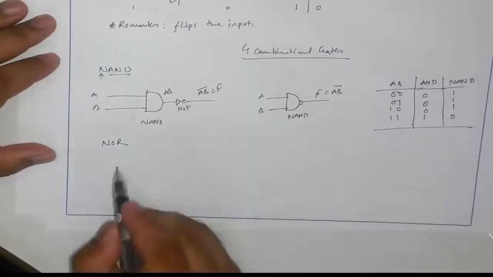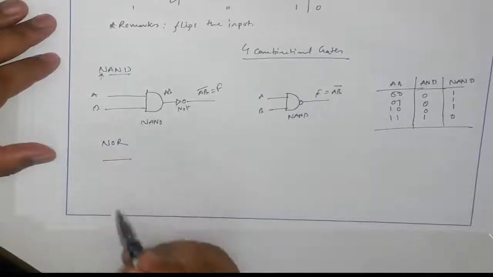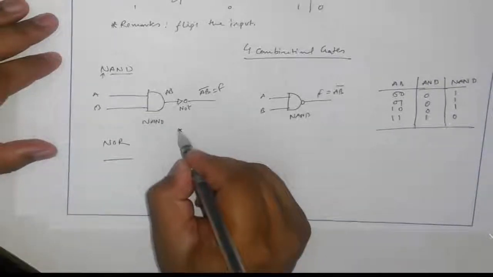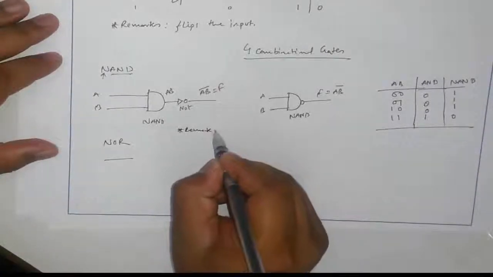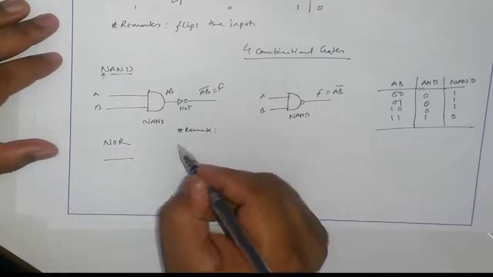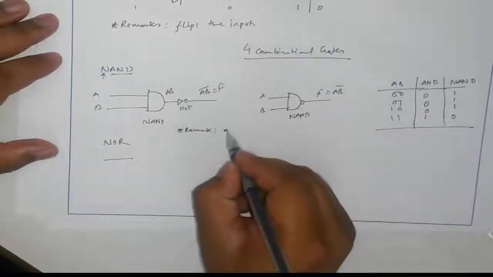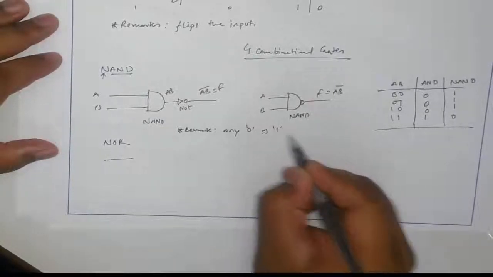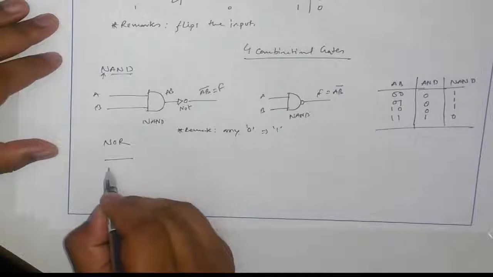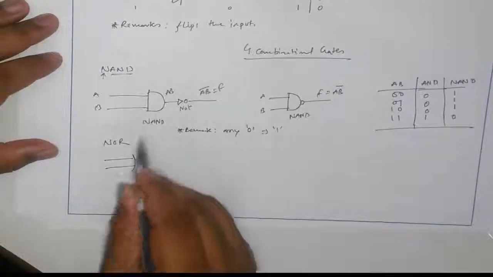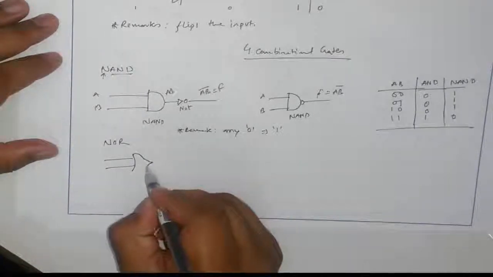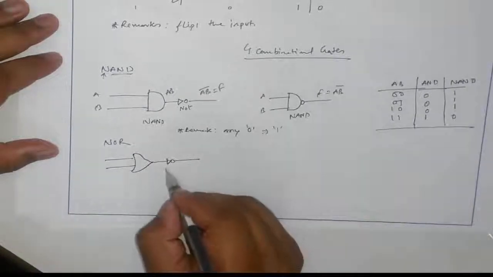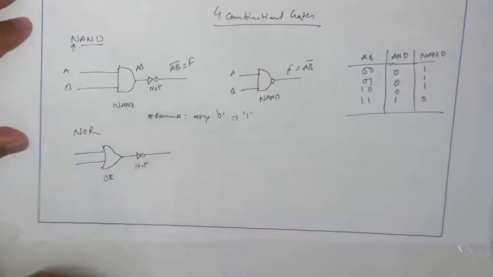NOR gate. One of the remarks, if we just write the remark there, could be: any 0, output 1. That could be a remark. So the NOR gate is similar to the NAND gate. Just put the OR gate there and add a NOT gate in front of it. NOT. So this is the OR.